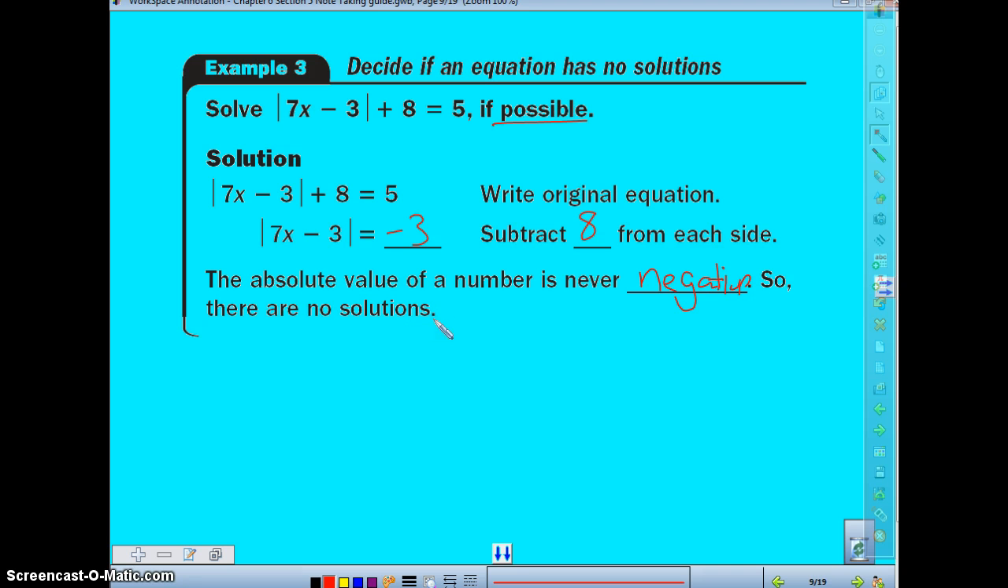So there are no solutions to this. It can never be this negative number right there. The absolute value is always distance from 0, so it cannot be a negative.